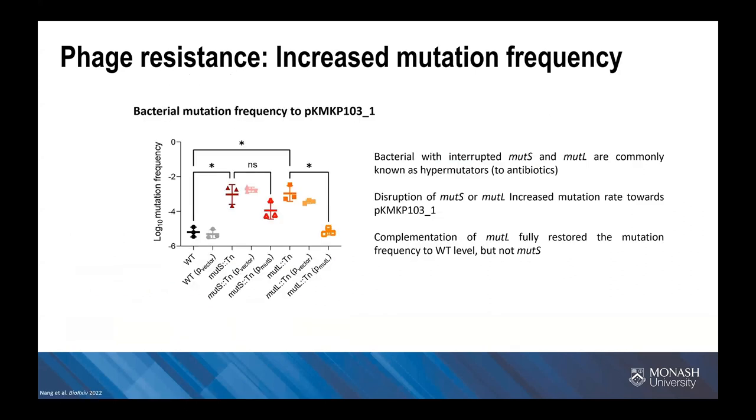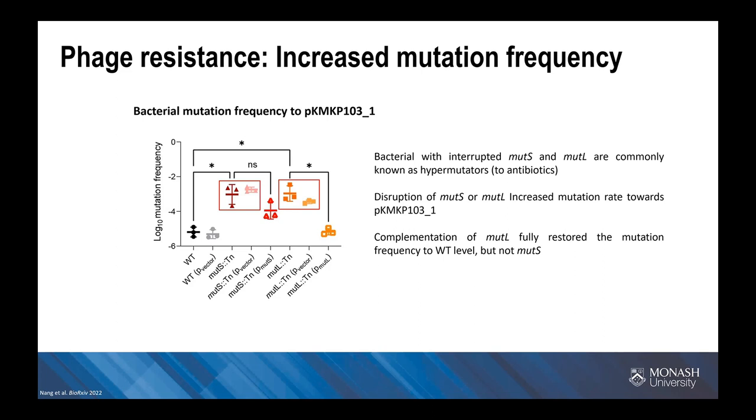And lastly, we have our mutants with interrupted MUS and MUL, and they are commonly known as hypermutators. These hypermutators have been frequently associated with antibiotic resistance, but here we found that these hypermutators also demonstrate an increased mutation rate towards our phage.